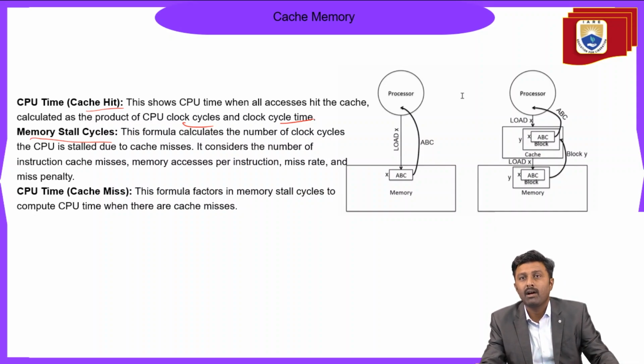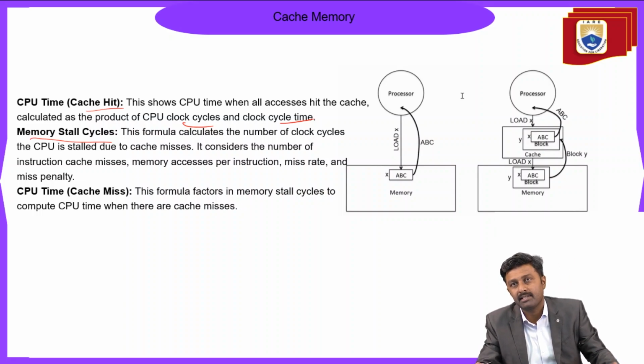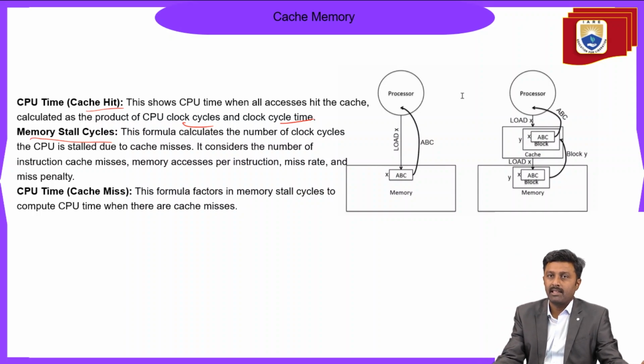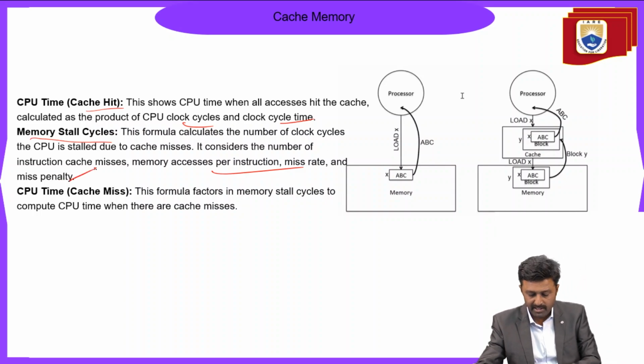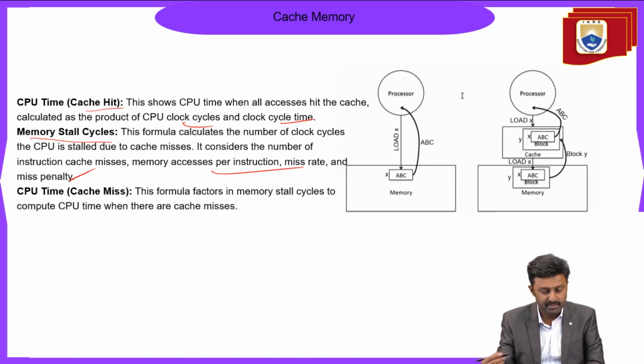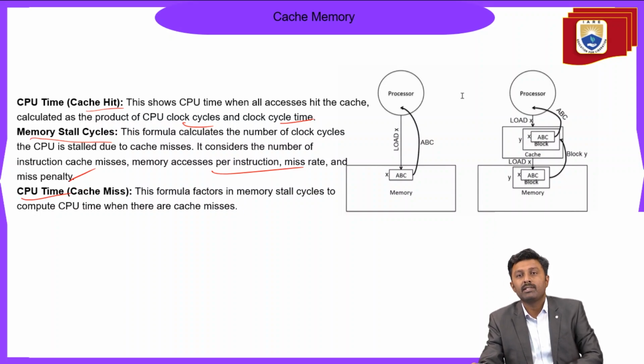It is a formula that calculates the number of clock cycles the CPU is stalled due to cache misses. So memory stall cycles will find out the number of cache misses. It considers the number of instruction cache misses, then the memory accesses per instruction, then the miss rate and the penalty. We'll see in a later section how to calculate the CPU time and memory stall cycles. Then the total CPU time with cache misses is a factor, that is memory stall cycles, into the CPU time when there are cache misses.